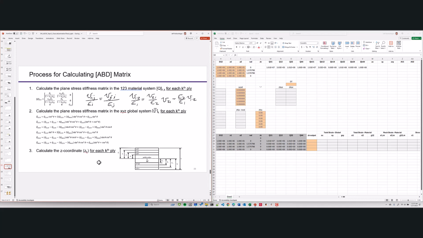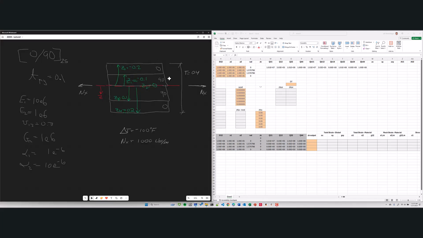And now the part that I think some students are confused on and took me a while to get too. So is this calculating the zk coordinate, or I should say the z coordinate for every kth ply. And I literally draw this image out for the laminates that I have quite often. So let me do that, like when I was first learning this. So let's just do that for our 0/90/0/90/0.